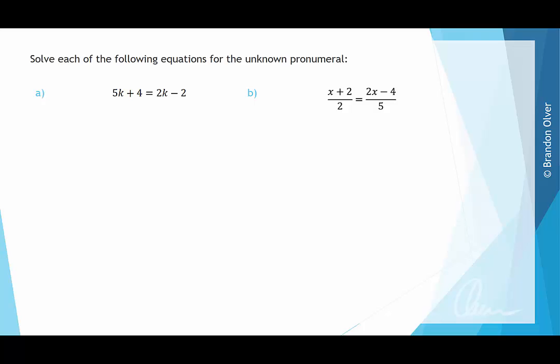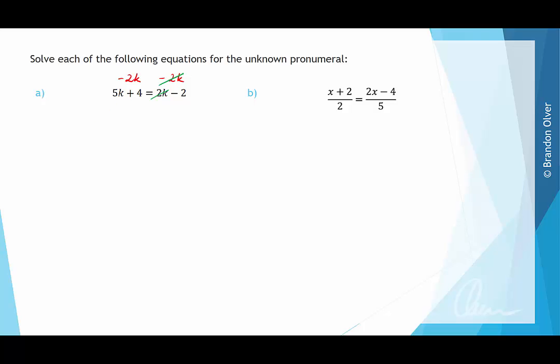So what we generally need to do here is get all unknowns onto one side of the equation and all the other terms onto the other side. As a starting point, it's generally easiest to subtract away the smallest amount of unknowns from both sides of the equation. So what I mean is we've got a 5k and a 2k. We're going to subtract 2k from both sides of the equation. We do this so the positive 2k and then negative 2k here will cancel.